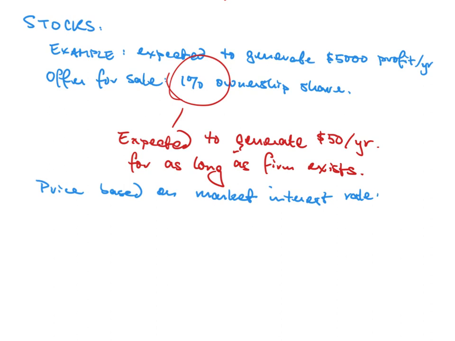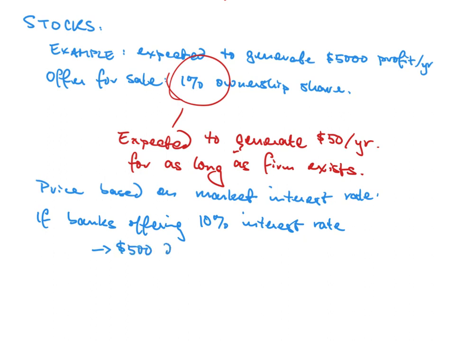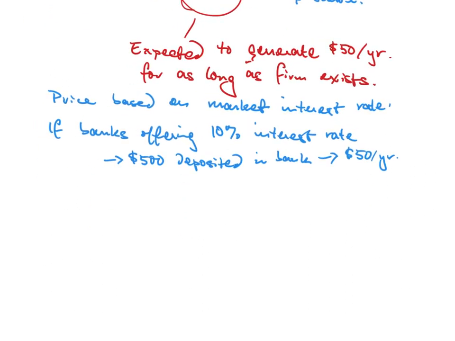Okay, price is based on the market interest rate. So if banks are offering a 10% interest rate, that means that $500 deposited in the bank would generate $50 per year, right? So if my firm is offering to sell something generating $50 per year of profit, the most someone would pay for it is $500.